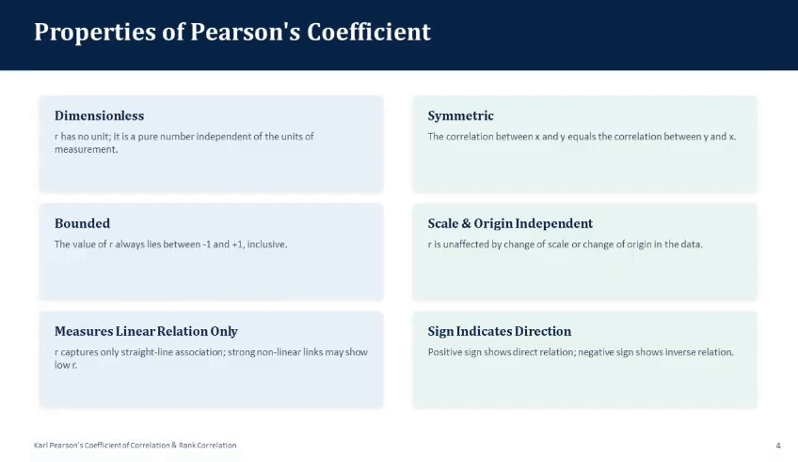Coming to the properties of Pearson's coefficient. Pearson's coefficient is dimensionless, it is bounded, it measures linear relation only, it is symmetric, it is scale and origin independent, and its sign indicates the direction.